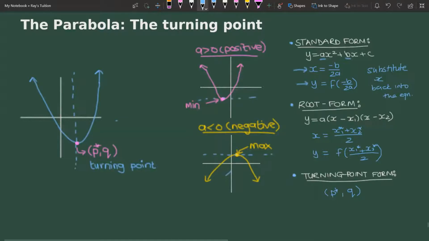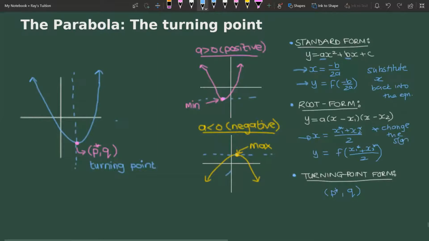Okay, for the root form, its equation is y = a(x - x1)(x - x2). To get the x coordinate of the turning point, we use this formula: (x1* + x2*)/2. Why do we have stars over here? It is to remind us that from the equation to the point, we need to change the sign. Okay, and that's very important. So the stars are telling us to change the sign from the equation. So that's how we get the x coordinate.